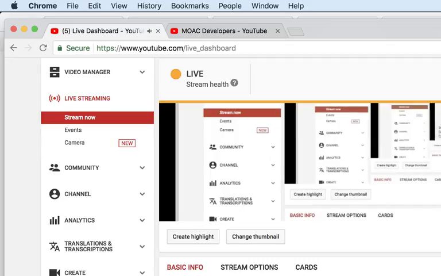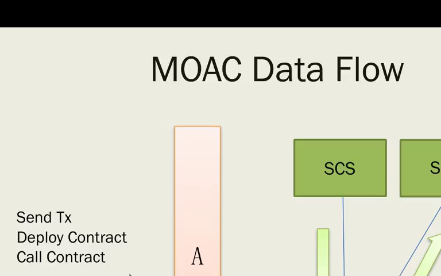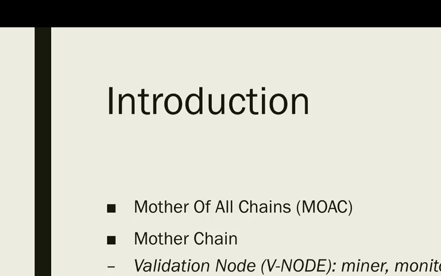Okay, we have one more question. How can we achieve the cross-chain functionality with MOAC? This will be done through a set of special microchains.